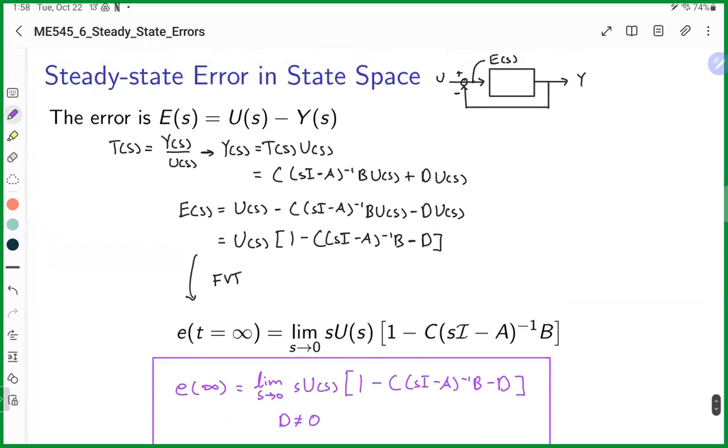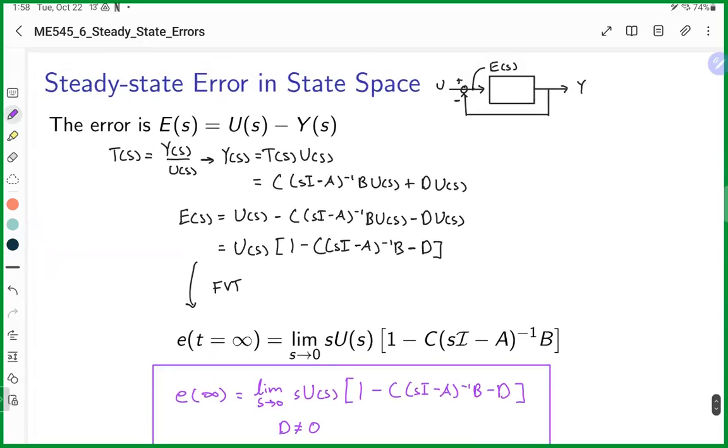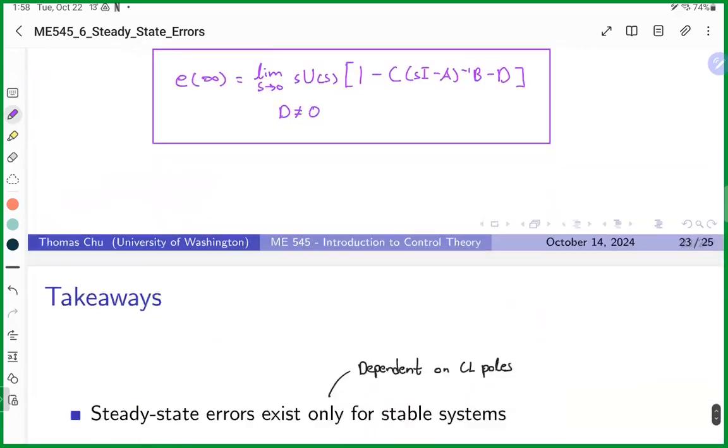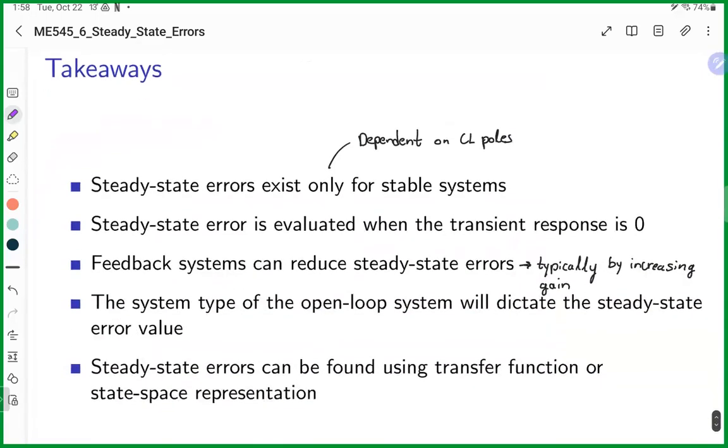So if you're given a state space, you can also find steady state error using state space representation. So just some takeaways in this chapter. Steady state error exists only for stable systems, and this is dependent on the closed loop poles. When we derived earlier the error due to disturbance, even though the disturbance is coming from a different area on the block diagram, it's still dependent on the closed loop poles.